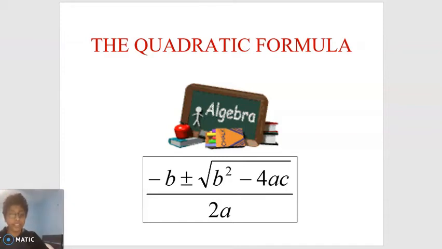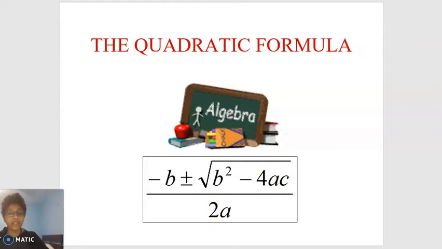I'm a member of the Teen Advisory Board for the Howard County Public Library System, and today I'm going to be giving you an intro to the quadratic formula. So the quadratic formula is negative b plus or minus square root of b squared minus 4ac all over 2a.